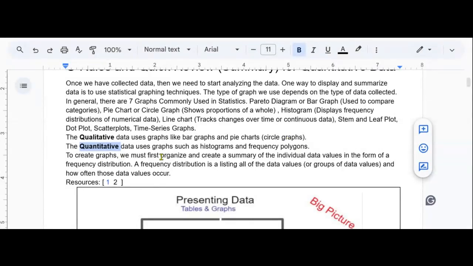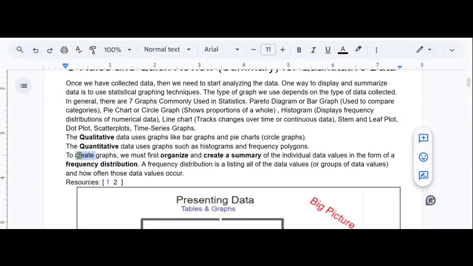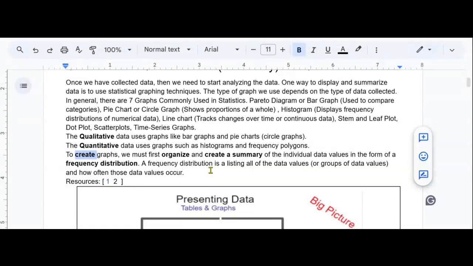To create a graph, we must first organize. So what do you have to do first? Organize, and then create a summary of the individual data in the form of a frequency distribution. Is it clear? A frequency distribution is a listing of all of the data values and how often those data values occur.